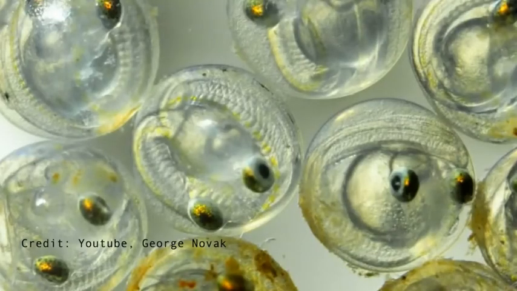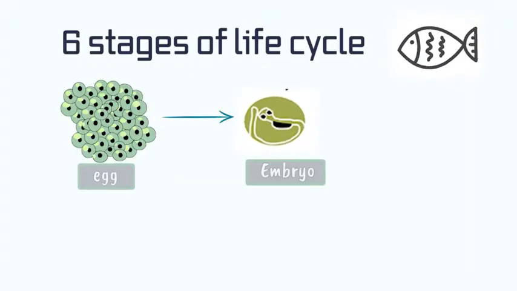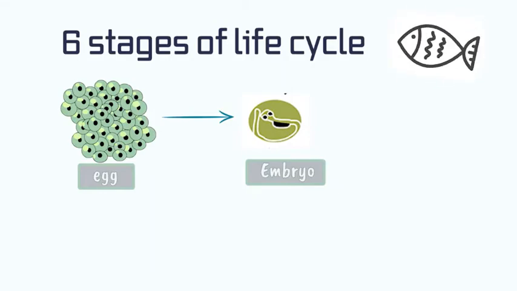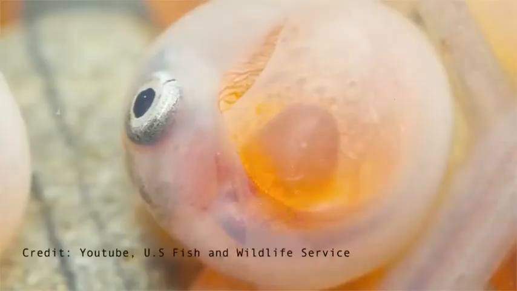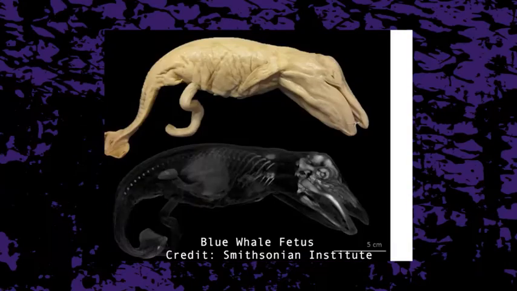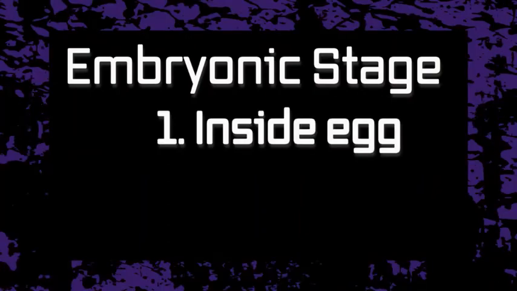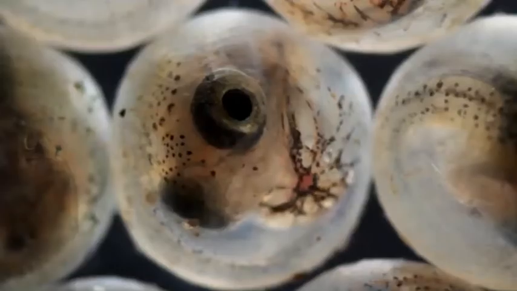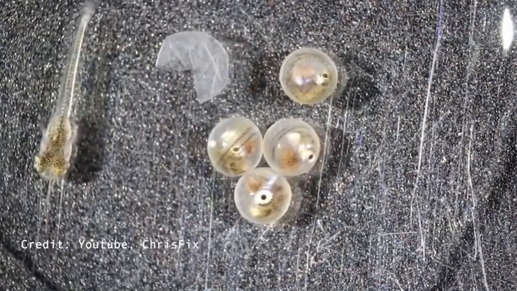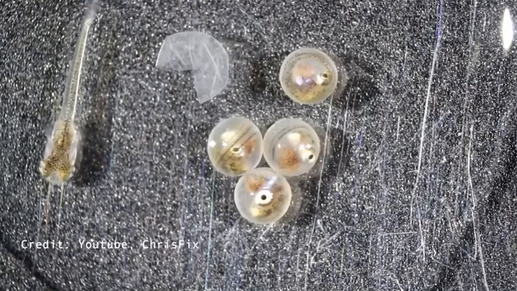The hardened eggs will hatch once the conditions are appropriate, which means temperature plays an important role in determining the egg hatching time. The embryo refers to the stage where fish is still unable to feed itself. The food for the embryo comes from the mother either directly through the egg yolk or indirectly through the blood. Embryonic stage could be divided into two, inside and outside of egg. In both stages, the general characteristic is where the embryo still nourishes itself through the nutrients from the mother.